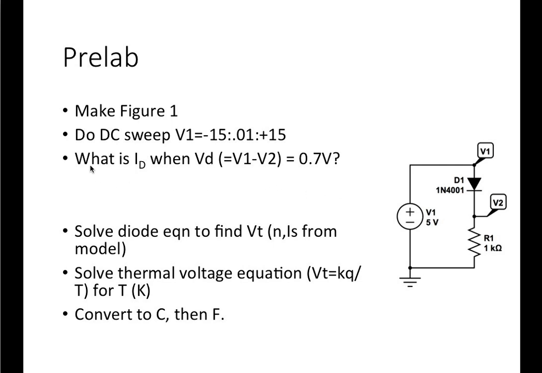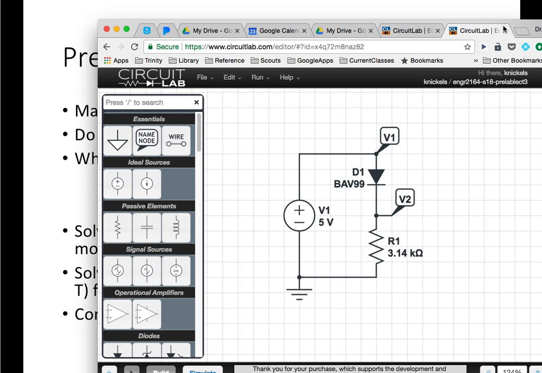And what you're looking for here is what is the diode current when the diode voltage is 0.7. Notice that the diode voltage is V1 minus V2, not V1. So we're not looking at where V1 is 0.7. We're looking at where this is 0.7. Let me show you what that looks like.